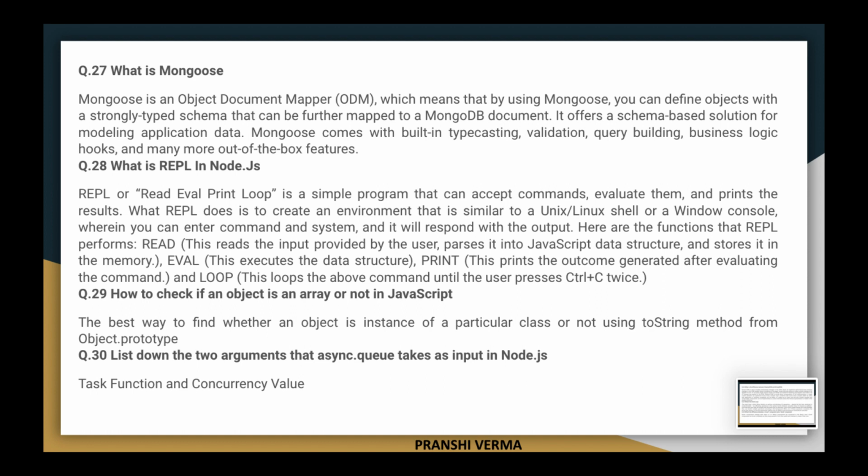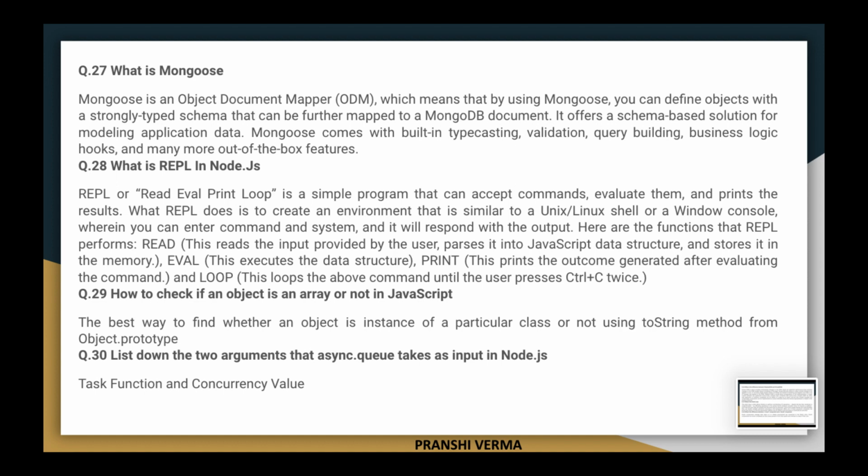It provides a number of features including schema validation, middleware, query building, data aggregation, and much more. Mongoose also simplifies data relationships by providing support for embedded documents and referencing documents in other collections. It also has built-in support for promises and callbacks, allowing developers to work with the API in the way they prefer. Next question, what is REPL in Node.js?